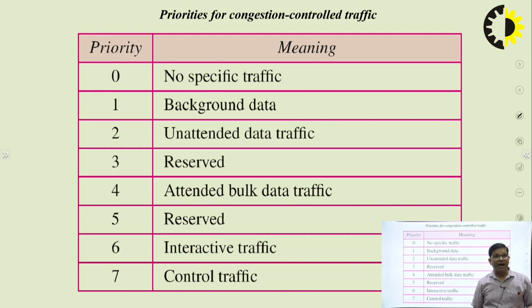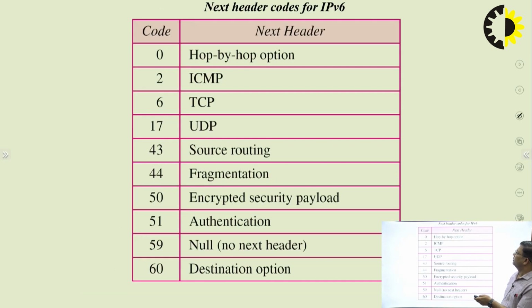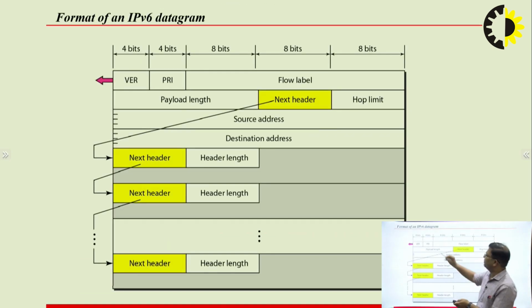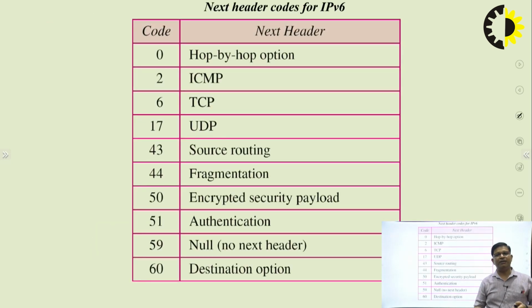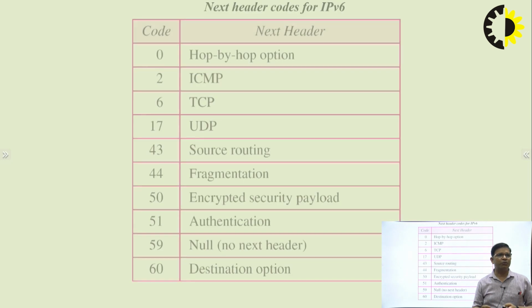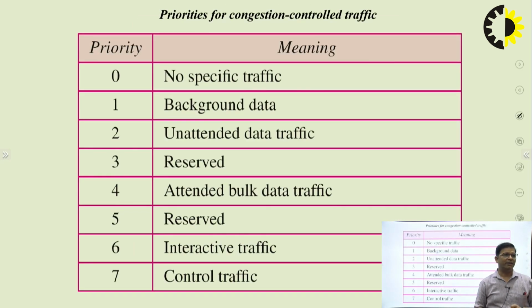Okay. The priority of congestion control traffic. Also, this field, priority. What is this priority? This priority is basically used when any packet is delivered from source to destination. If this priority field is 0, then there is no specific traffic, there is no congestion. We are assuming that this data is free flowing, and there is no observation that our data is delayed for some reason.